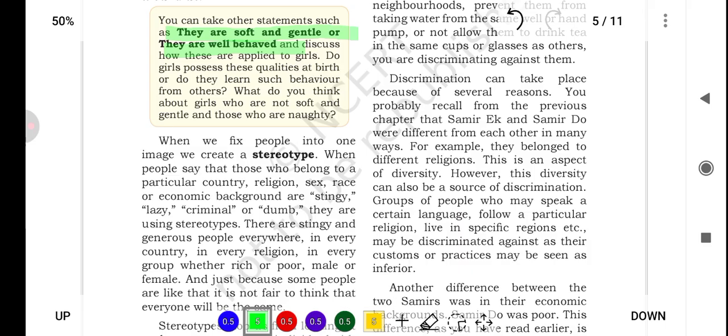When we fix people into one stereotype, when people say that those who belong to a particular country, religion, sex, race, or economic background are stingy, lazy, criminal, or dumb, they are using stereotypes. There are stingy and generous people everywhere, in every country, in every religion, in every group, whether rich or poor, male or female. And just because some people are like that, it is not fair to think that everyone will be the same. Obviously.